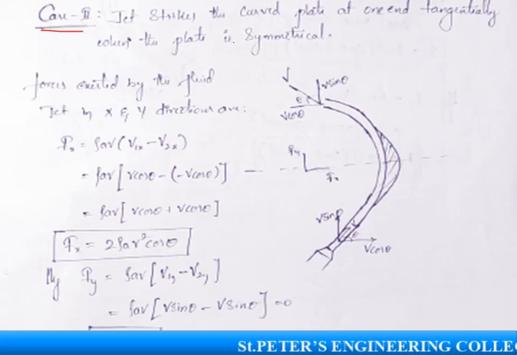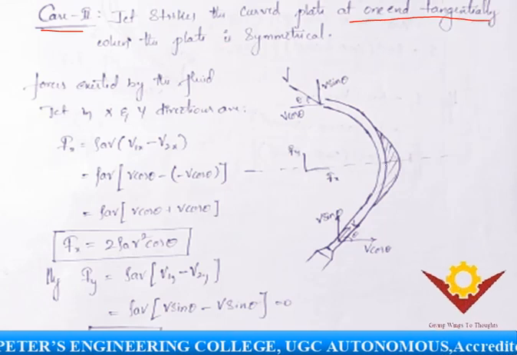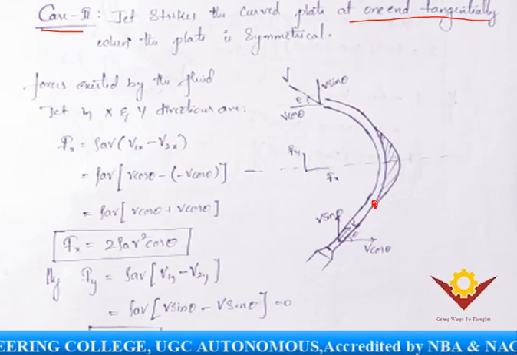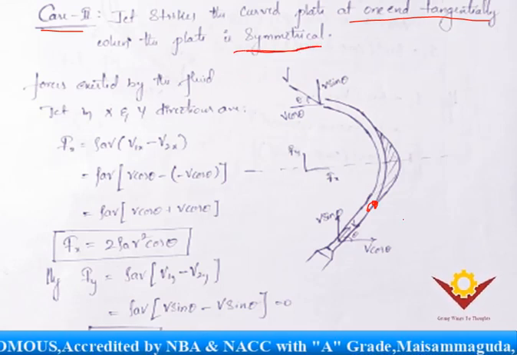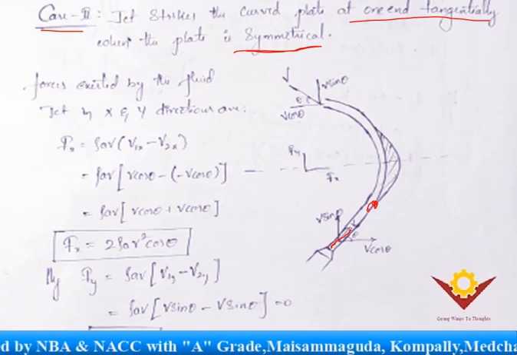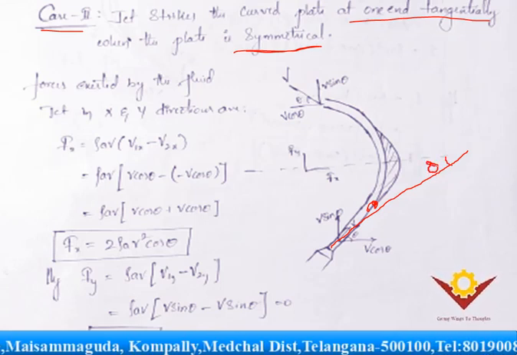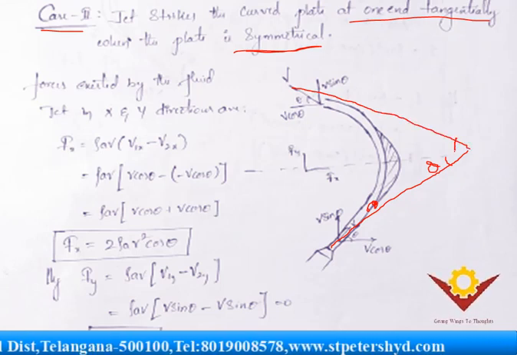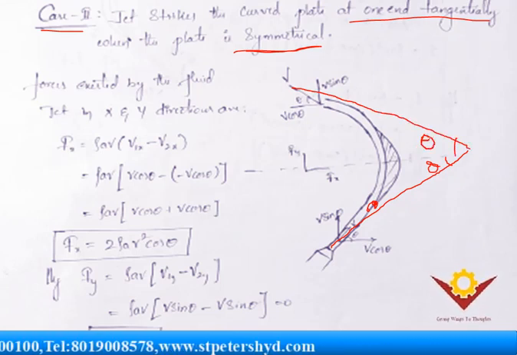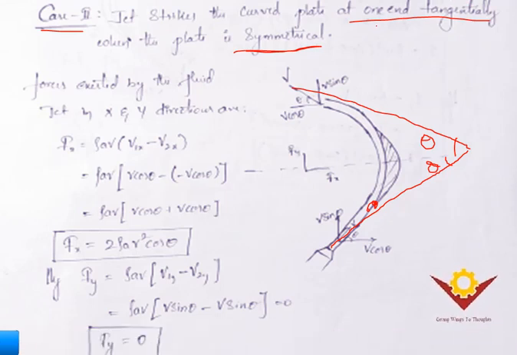This is the second case, where the jet strikes the curved plate at the end tangentially, which is nothing but here, the tip of your blade. And here the blade is symmetrical. What is symmetrical? See, from here, if you take a line, here the angle is theta, and from here, if you take a line, this angle is theta. Clear? And now if these two angles are theta, then it is a symmetrical one.